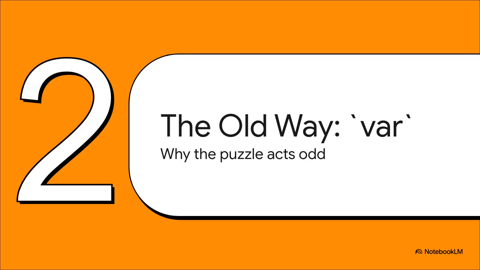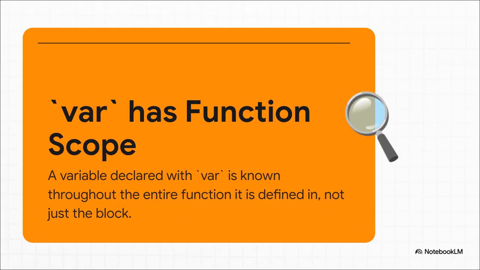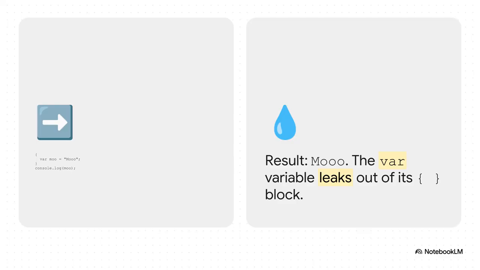To understand why that puzzle behaves so unexpectedly, we've got to look at var, and let's call them quirky rules. Okay, the number one thing to understand about var is that it has what's called function scope. So what does that mean? It means a var variable doesn't really care about the curly braces of a for loop or an if statement. It's like it can just float right out of those blocks and is visible to the entire function it lives in.